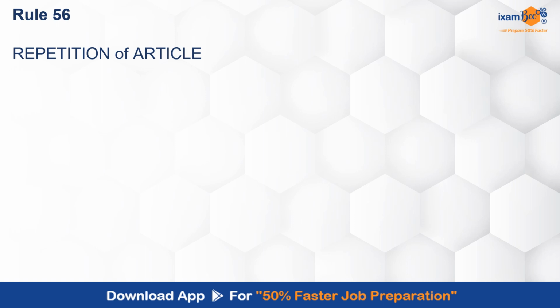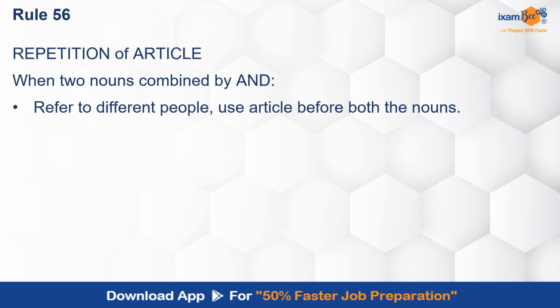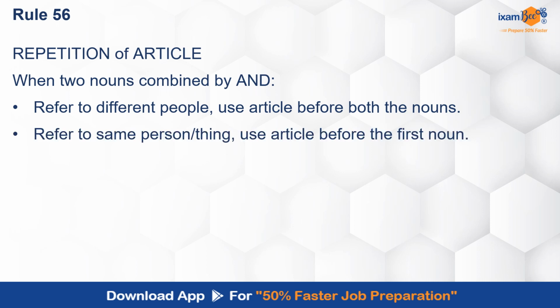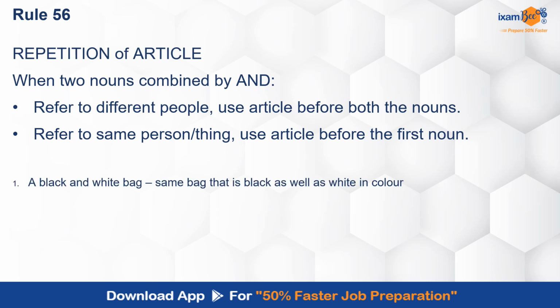Now this one says repetition of article. Generally article is repeated, not consecutively, but in the case when two nouns are combined by and, right? So when these two nouns refer to different people or things, then you have to use an article before both the nouns, right? But when they refer to the same person or thing, then the article should be used only before the first noun, right? For example, a black and white bag.